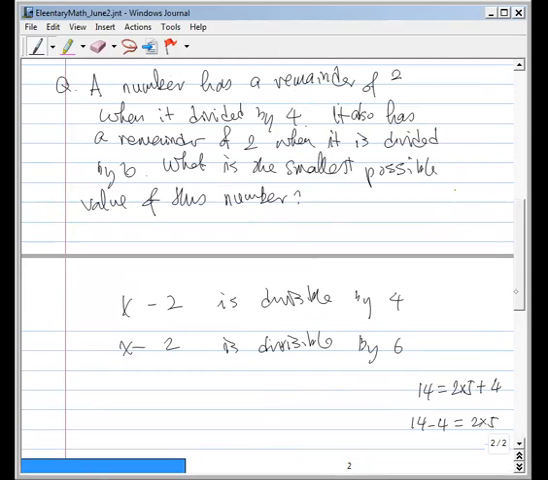But I subtract the same remainder 2. I find out it's divisible by 4 and 6. Now, what is the smallest possible number divisible by 4 and 6? And that number should be greater than 2. Of course, otherwise it's not true.